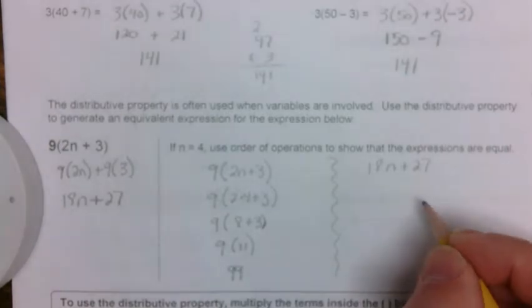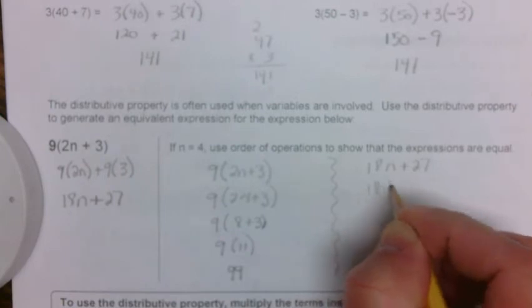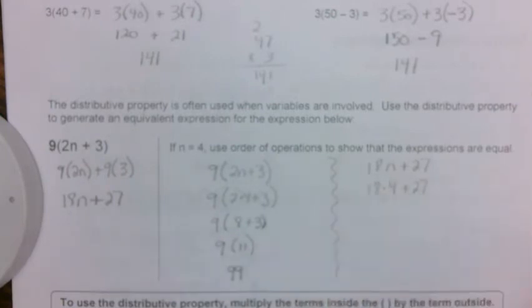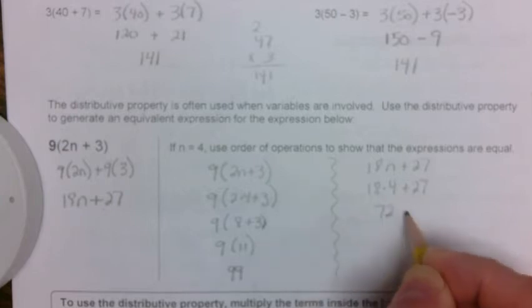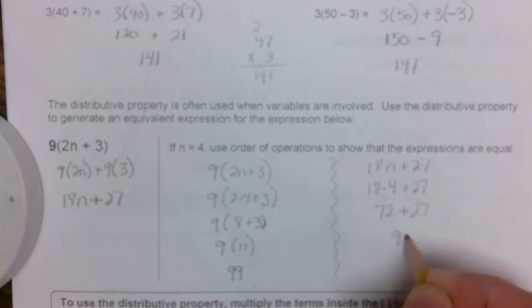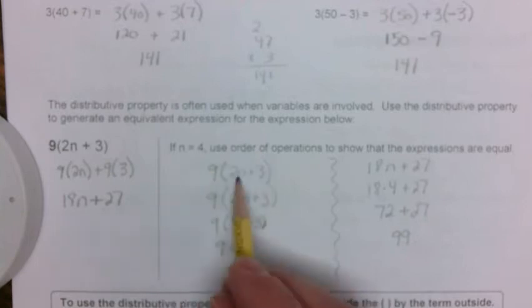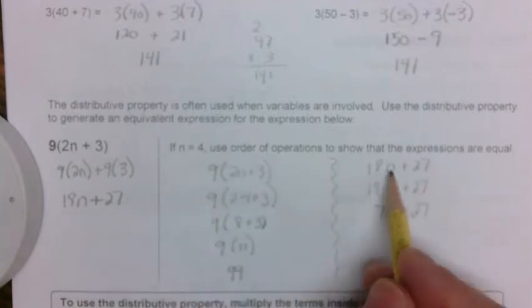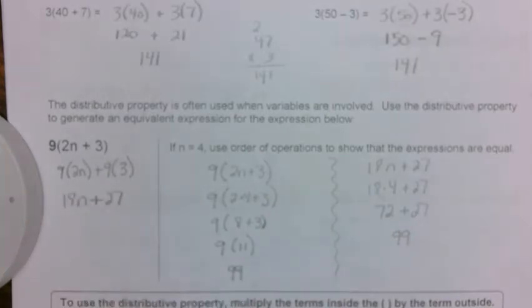Hopefully I get the same thing over here. Once again, n has a value of 4, so we're going to have 18 times 4 plus 27. If you do 18 times 4, that gives you a value of 72. And now when we add 72 and 27, once again, we get 99. So this has proven that the original expression is equivalent to 18n plus 27 after we use the distributive property.